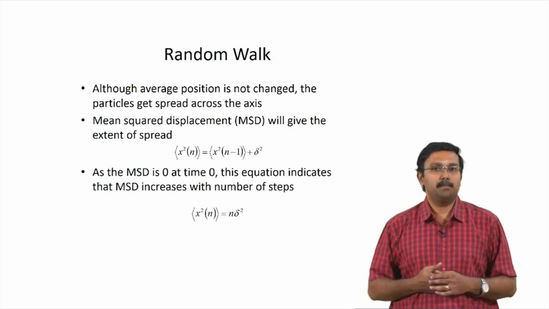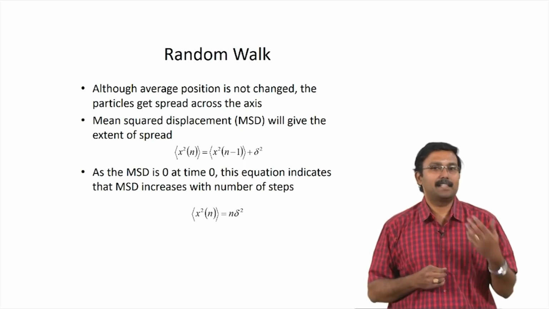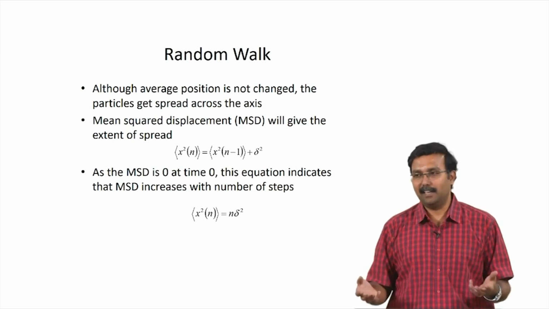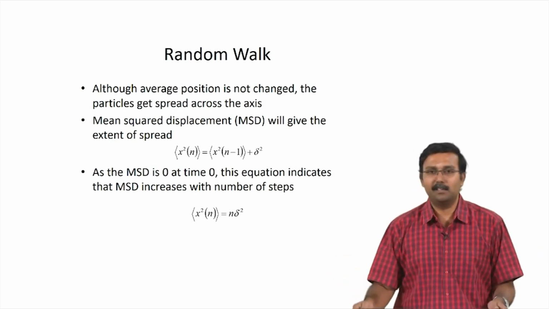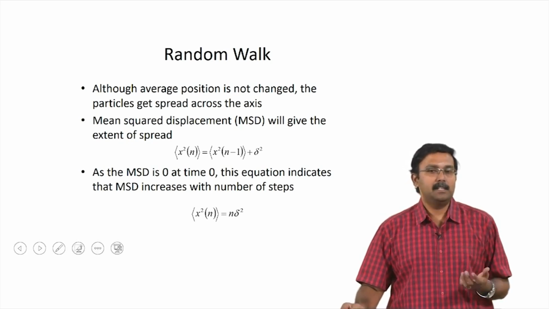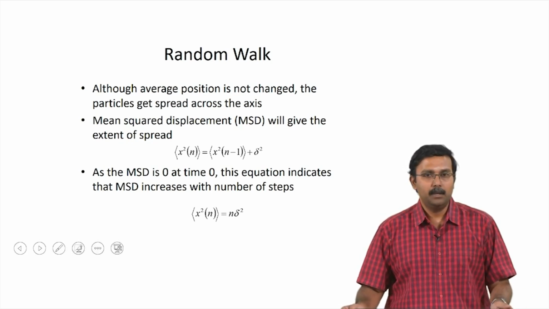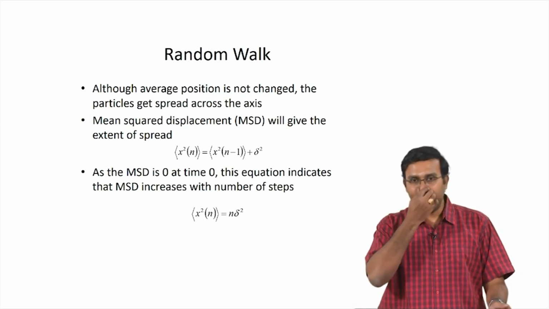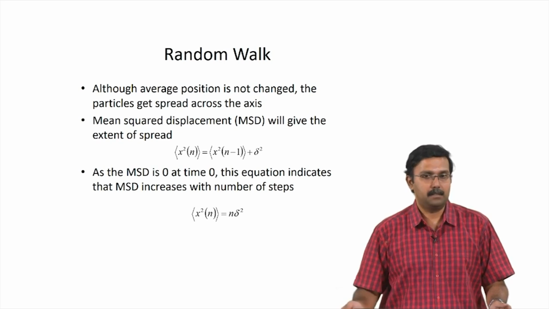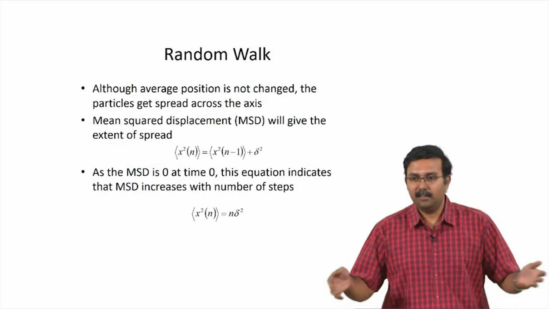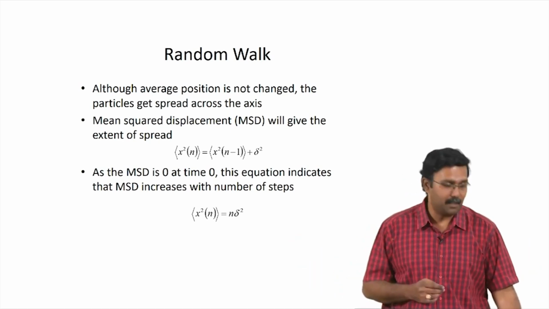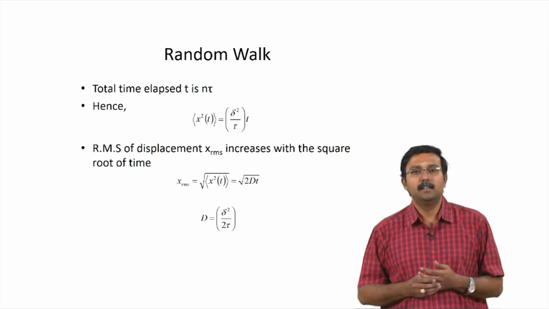So, the mean squared displacement will give you the extent of spread. That is why you look at the squared value rather than just the actual value, because that would give you a 0. Okay. As the mean squared distance is 0 at time 0, the equation indicates that the mean squared distance increases with the number of steps, right. That is logical, right. As you have more steps you would have more distance covered and more spread.